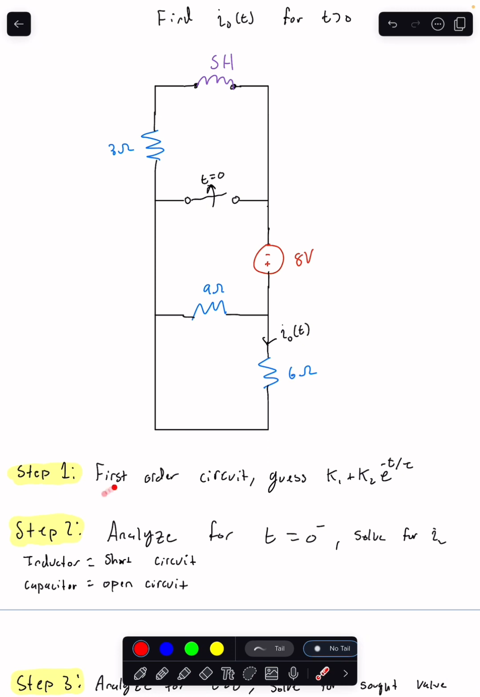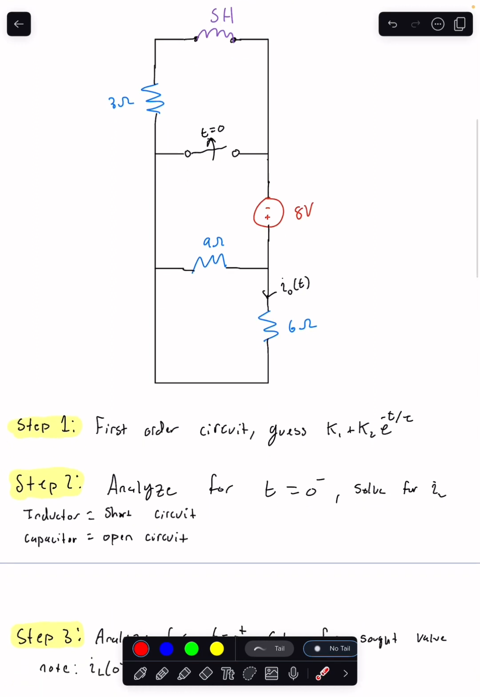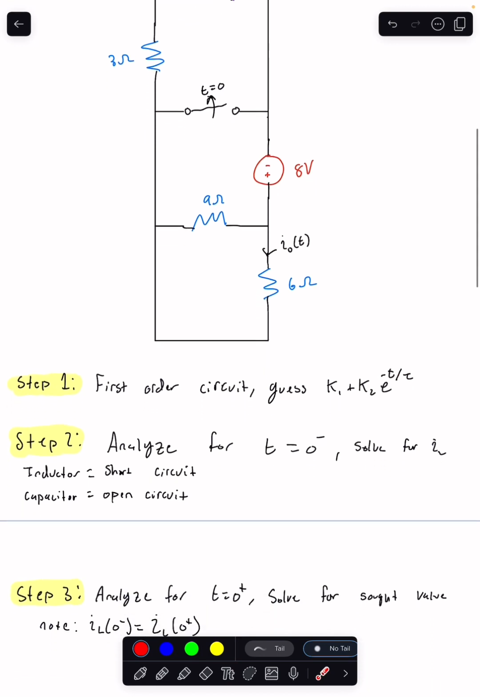Alright, so first off, we'll see that this is a first order circuit because we only have one inductor or one capacitor. In this problem, we have an inductor. And in first order circuit problems, we know that the solution is going to be something like this. K1 plus K2 e to the negative t divided by tau.